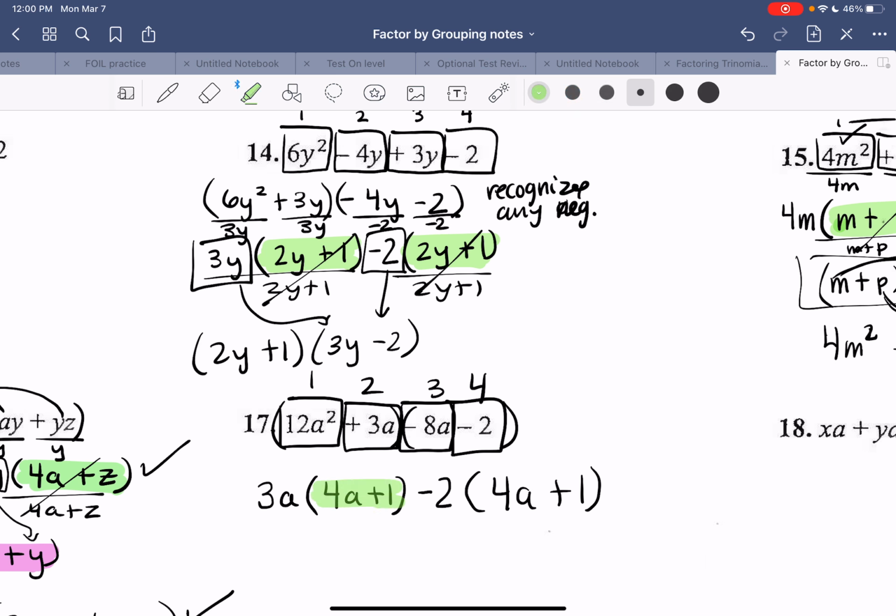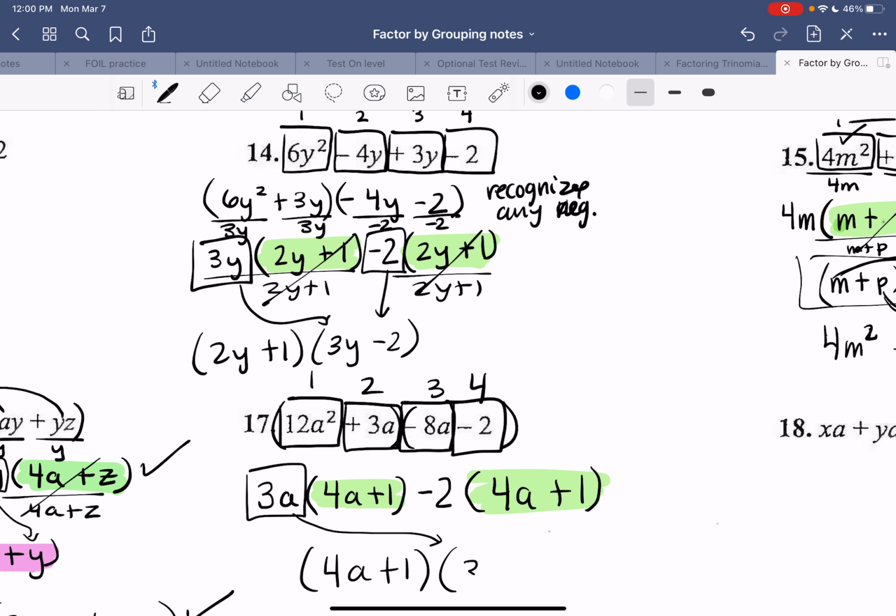And we have a green light, because these are the same, so we can factor that out as our first factor. Then what's left is 3a minus 2, and that is our two factors.